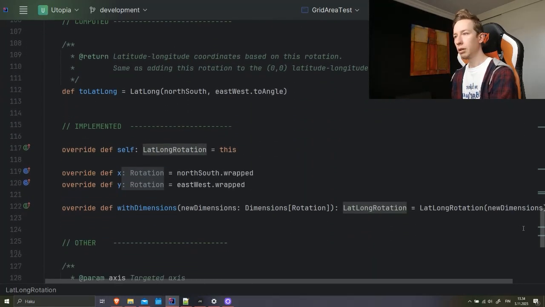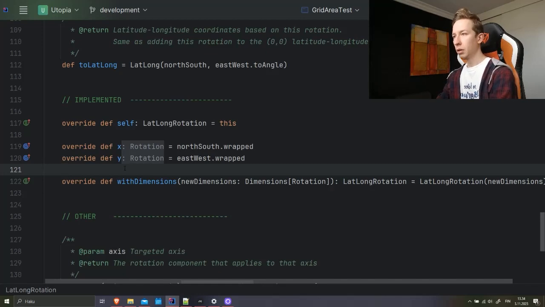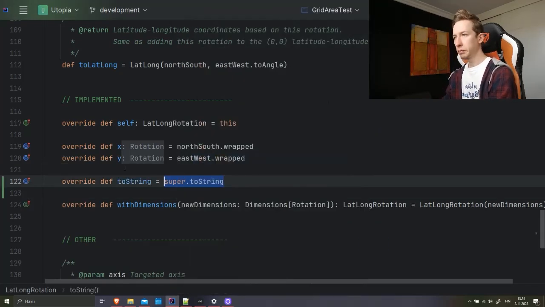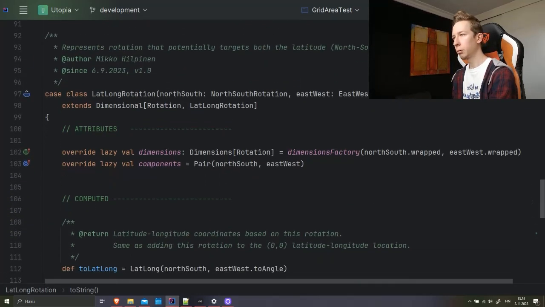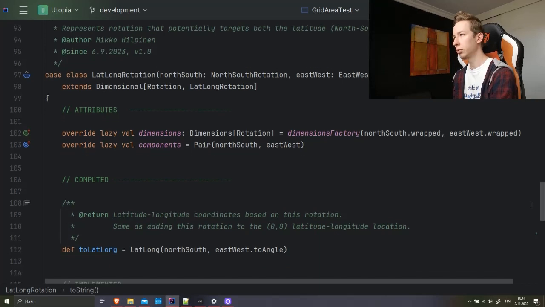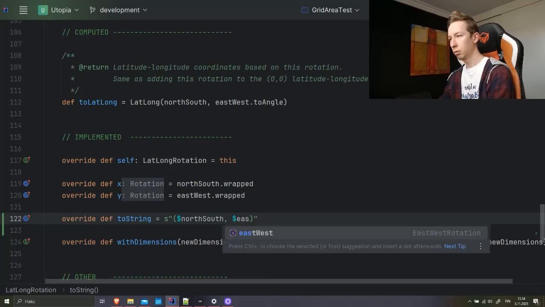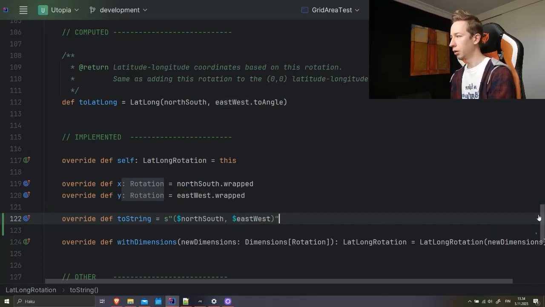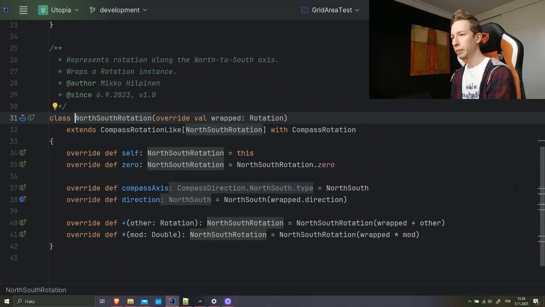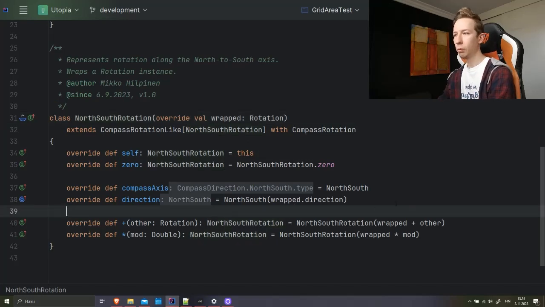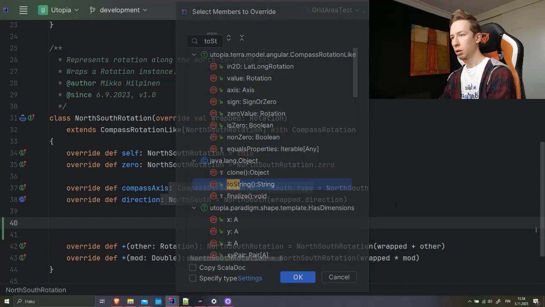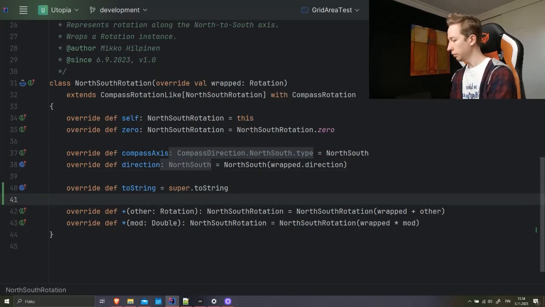It will help later as well. So toString. So what do we have in lat long rotation? We have north to south rotation and east to west rotation. So probably the easy way to implement this is to simply say north, south, east, west. And I wonder what those have. So let's see. This doesn't have a toString, so let's add one.